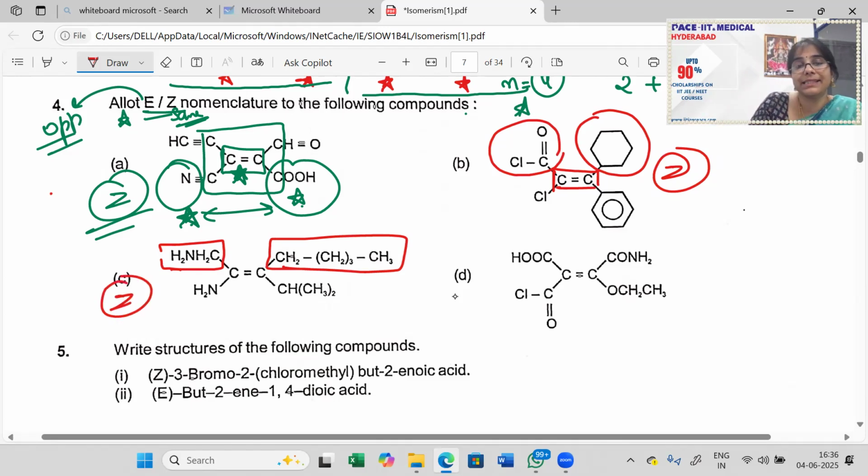And then I can see the next group also. Please check out the same way. Always carry out whichever are your heavy groups, round them off, and then check whether they are on the same side or on the opposite side. Same side is Zusammen, opposite side is Entgegen.